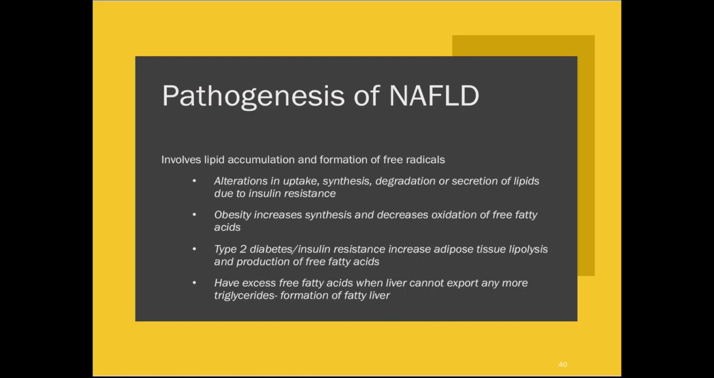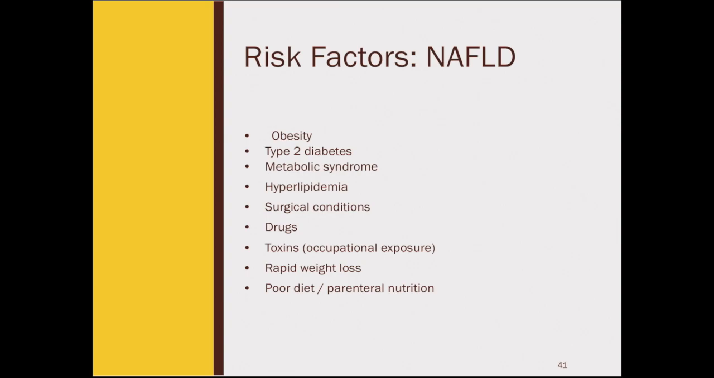That makes complete sense. What are the risks for NAFLD or non-alcoholic fatty liver disease? Basically, everything you would expect. Obesity, type 2 diabetes, metabolic syndrome, hyperlipidemia. Surgical conditions is just conditions that require many or multiple surgeries because the stress causes the breakdown of lipids for energy. Drugs, it's kind of rare, but there can be fatty liver disease as a toxic effect of a drug, but it's just not very common. And then toxins that damage the liver, and then fat builds up because it can't convert those fatty acids into triglycerides and store it in adipose tissue, so it's just going to build up in the liver. Rapid weight loss, that's really interesting.